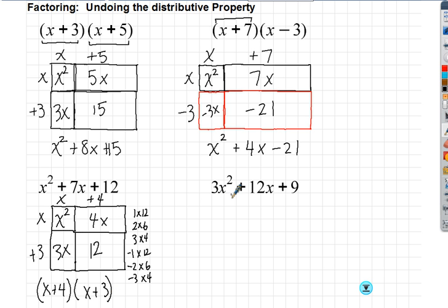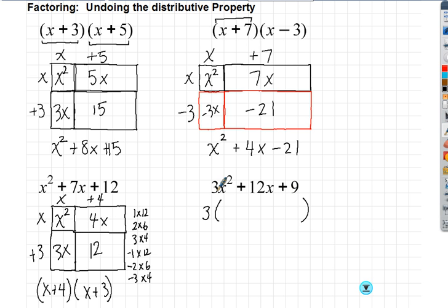This one's a little bit more complicated. They want you to do an extra step. They're saying, okay, well, let's look at these. All these terms have something in common. They all are divisible by 3. So what you can do here is you can pull out the 3 and then just divide each term, or unmultiply each term, right, by 3.